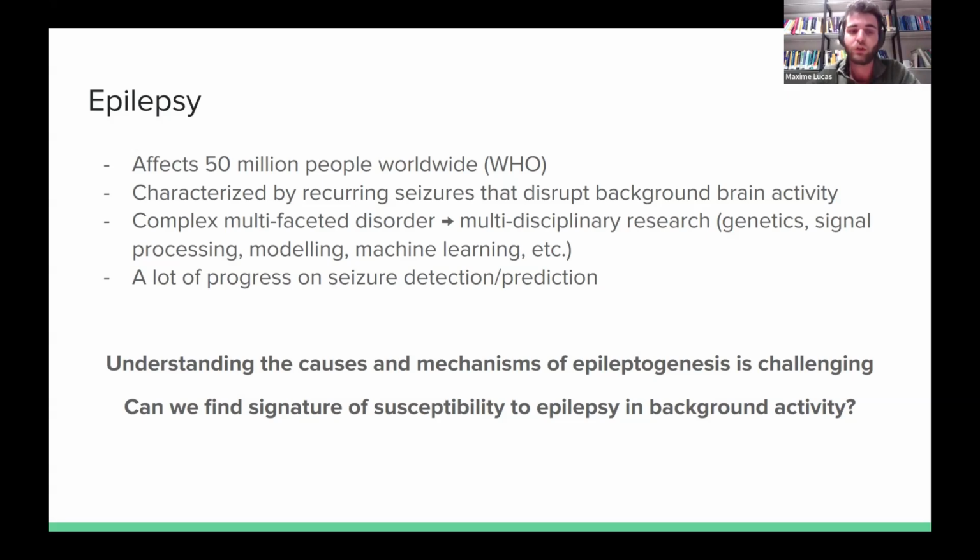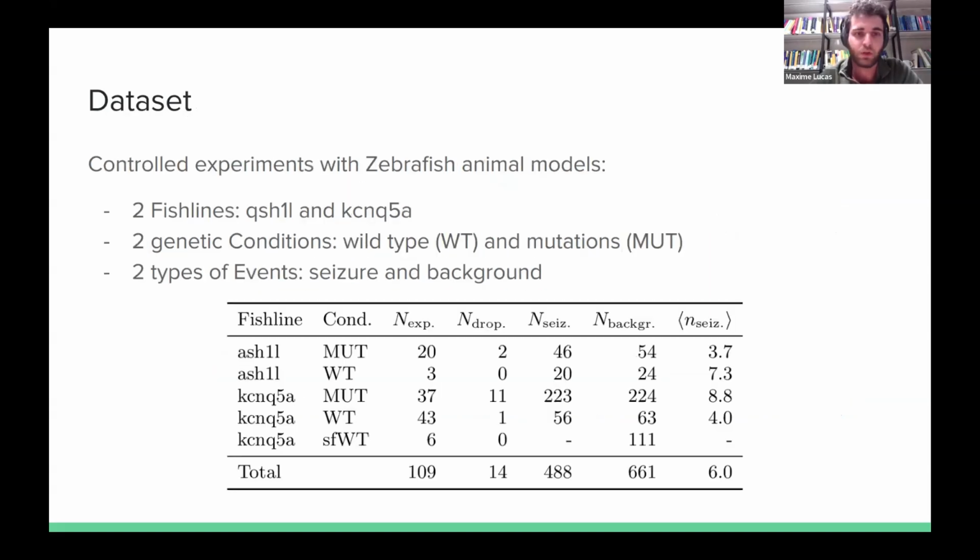And so we were wondering if we could find signatures of susceptibility to epilepsy, basically in background activity, so in normal brain activity before you develop seizures. Of course, I think the goal of this is pretty obvious, and it could be quite helpful.